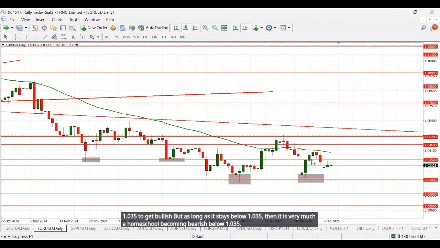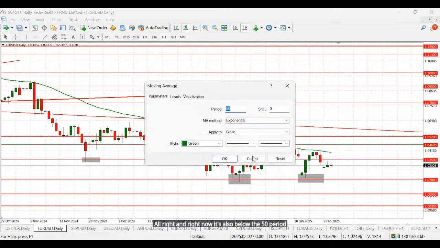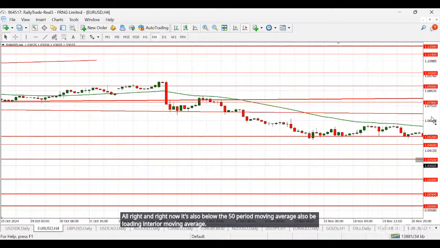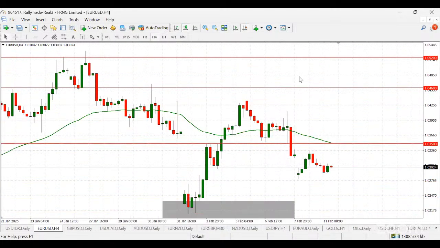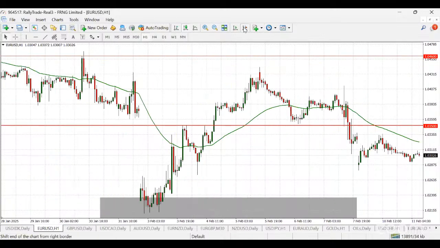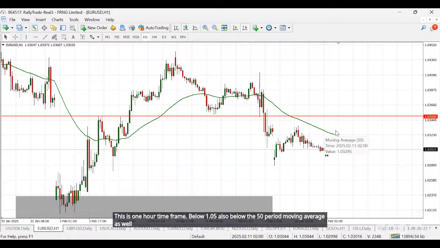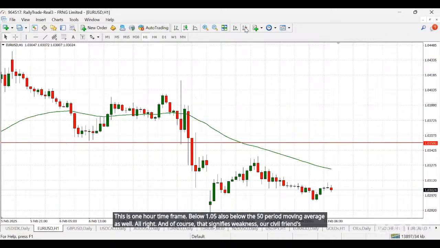And right now it's also below the 50 period moving average. This is the 1 hour time frame. Below 1.035, also below the 50 period moving average as well, and of course that signifies weakness.